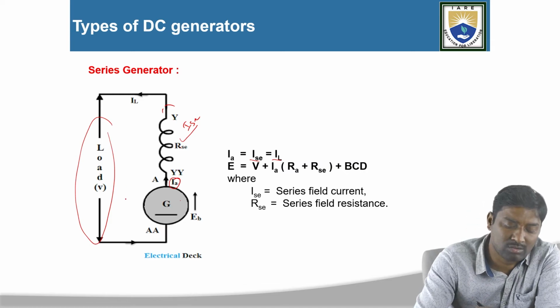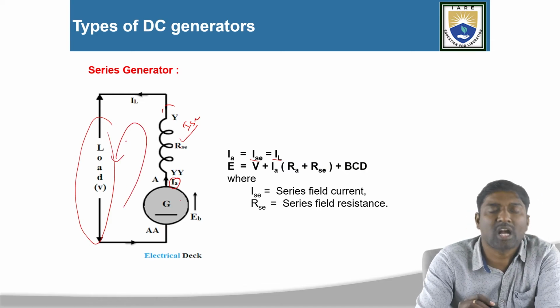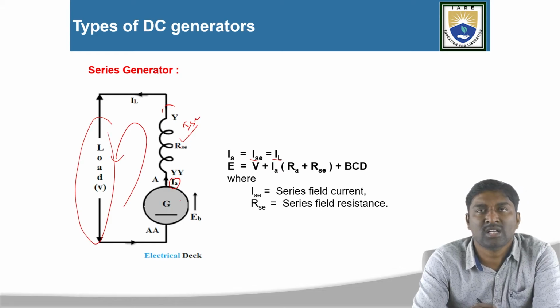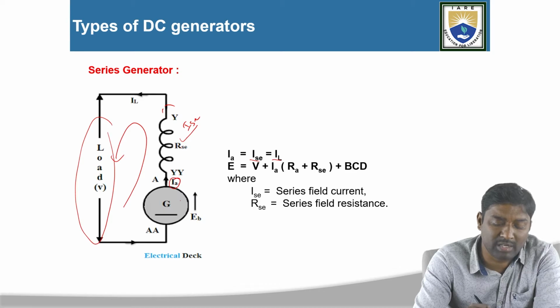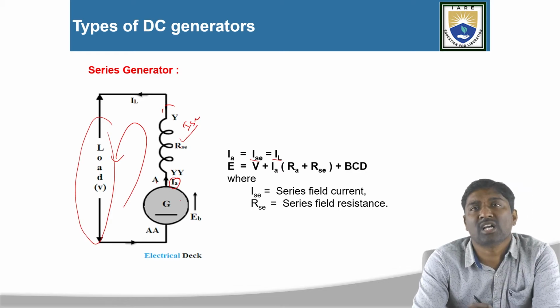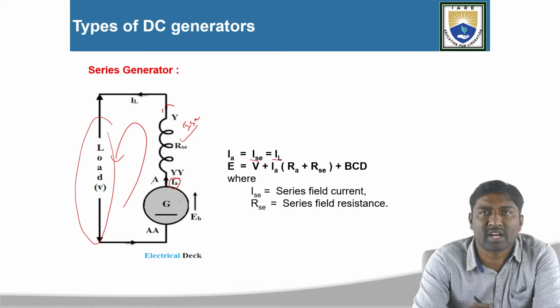Now you can write the voltage equation according to KVL. According to Kirchhoff's voltage law, the sum of the voltages in the loop will be equal to 0. Which drops do I get here? The armature resistance drop, the series field winding resistance drop, and the brush contact drop. So you are getting three drops.